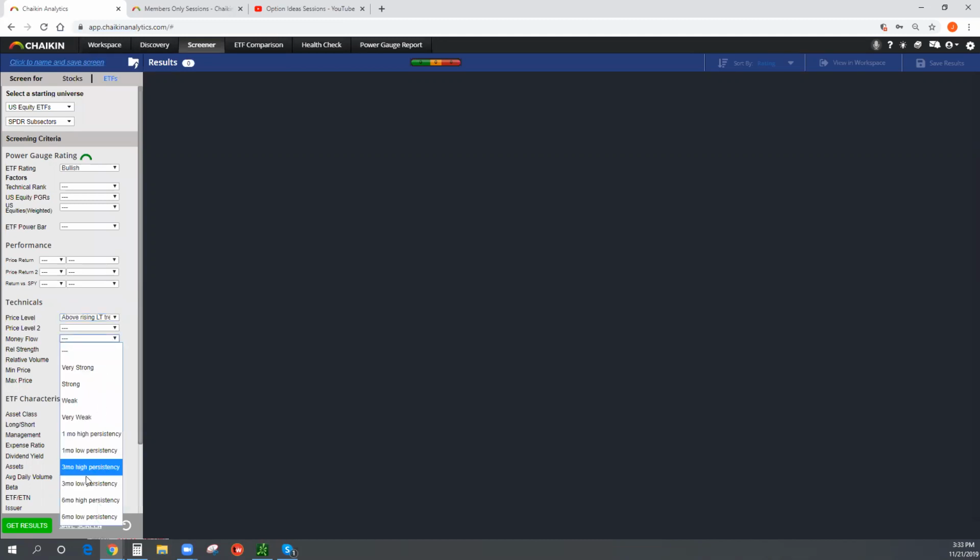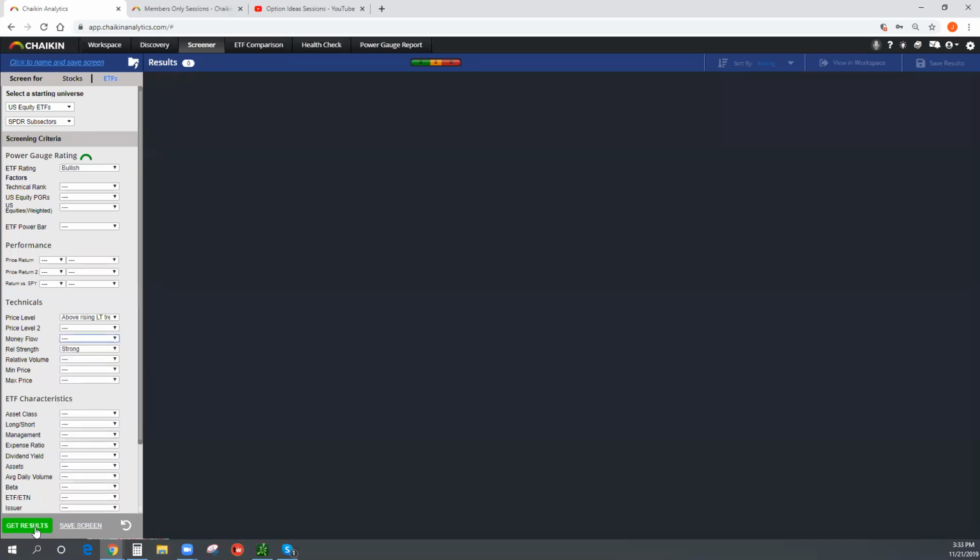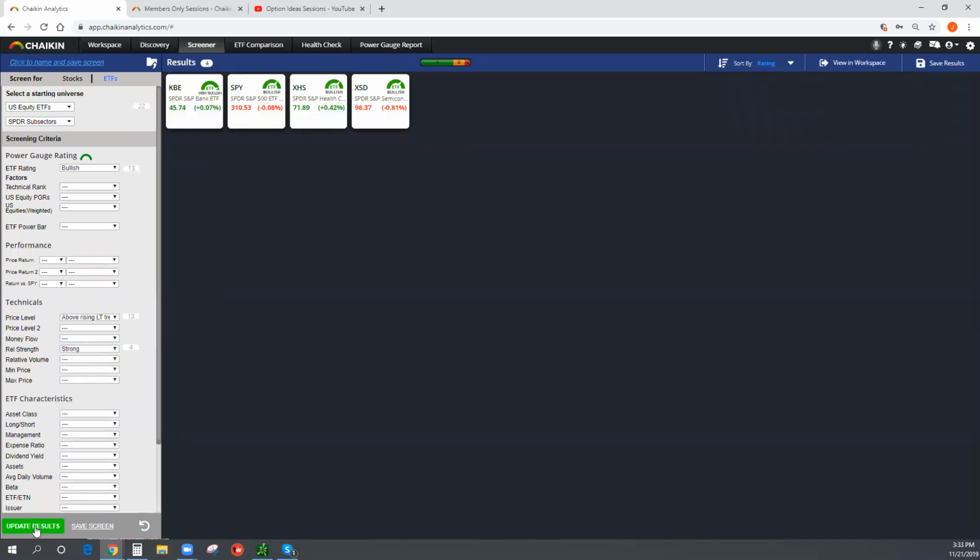Why not? 3-month high persistency. Ooh, I got none. All right, let's get rid of the 3-month high persistency. I got 4, including the SPY. Huh. All right, well, those are my strongest areas.